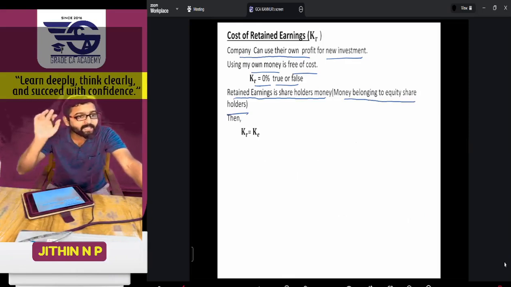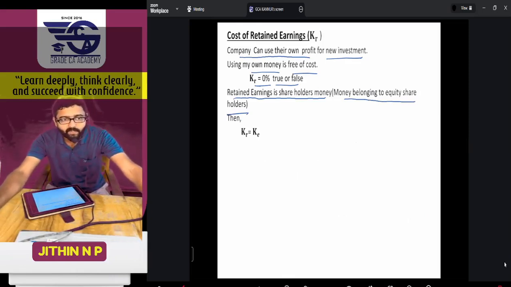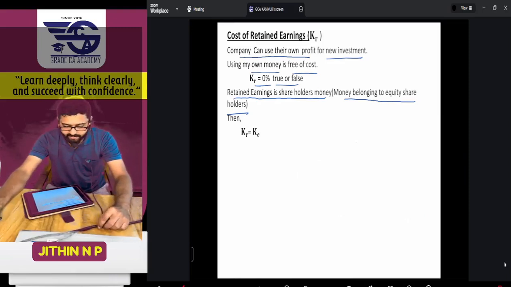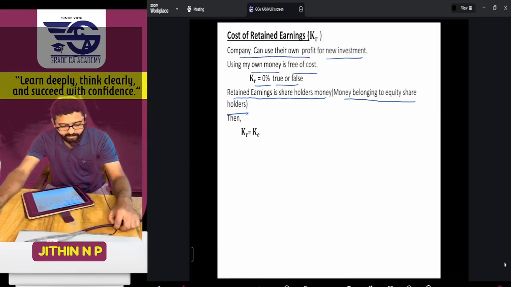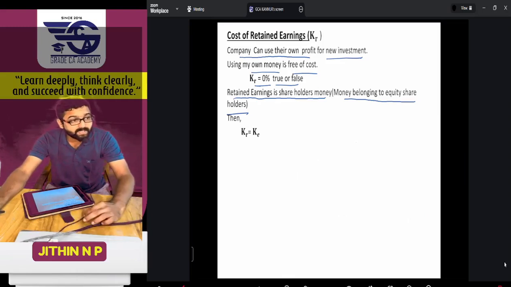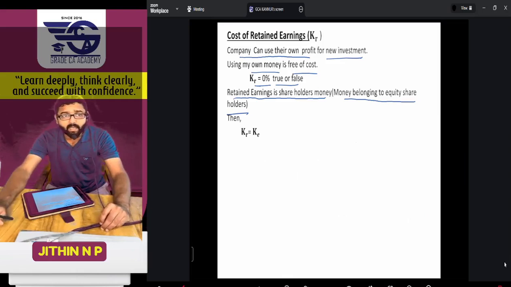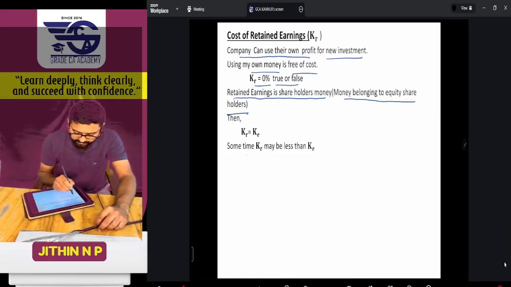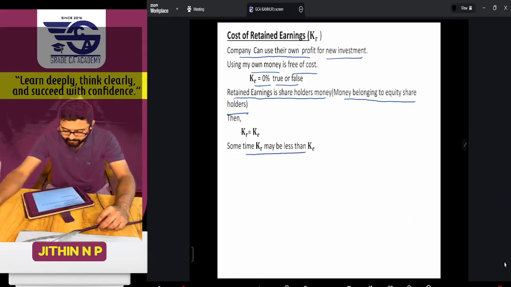Then KR is equal to KE. KR is equal to K. Clear? That means when questions give you KR, you should consider KR is equal to K. Sometimes KR may be less than K.